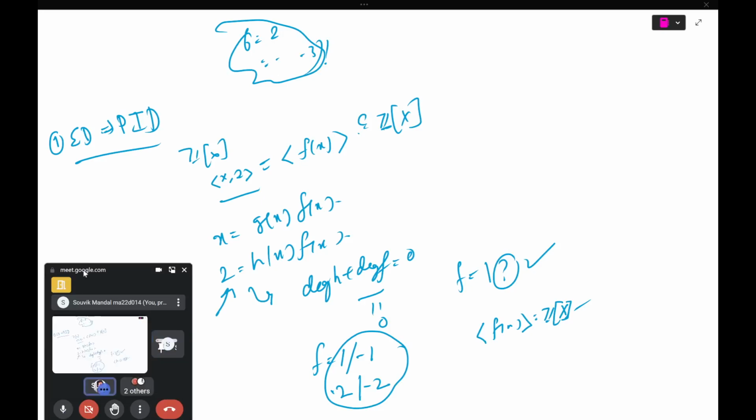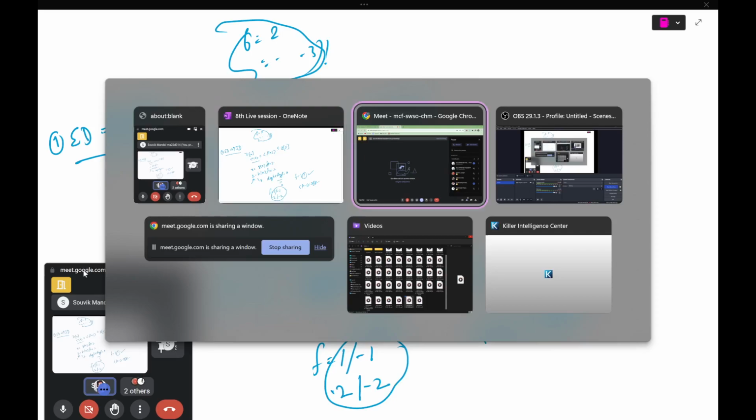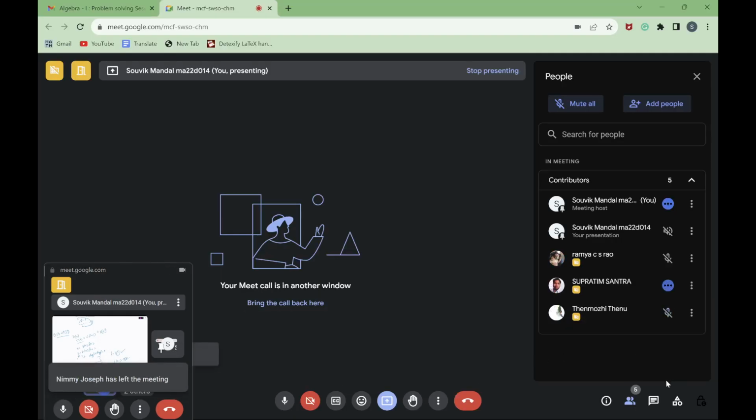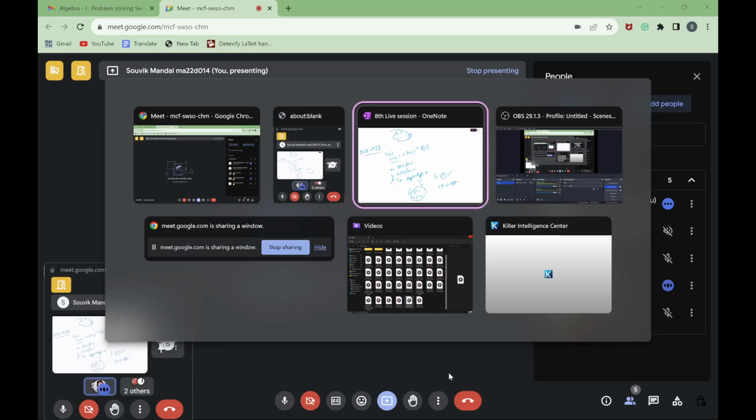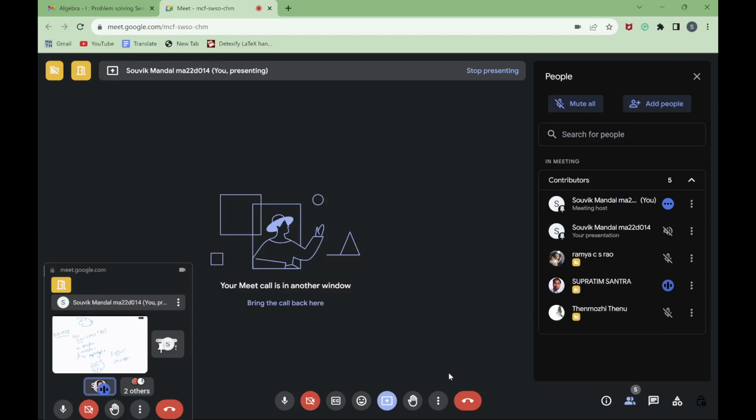Apex, if apex is 2, then g, then by the other condition x is equal to g(x) into f(x), so g(x) would be linear.